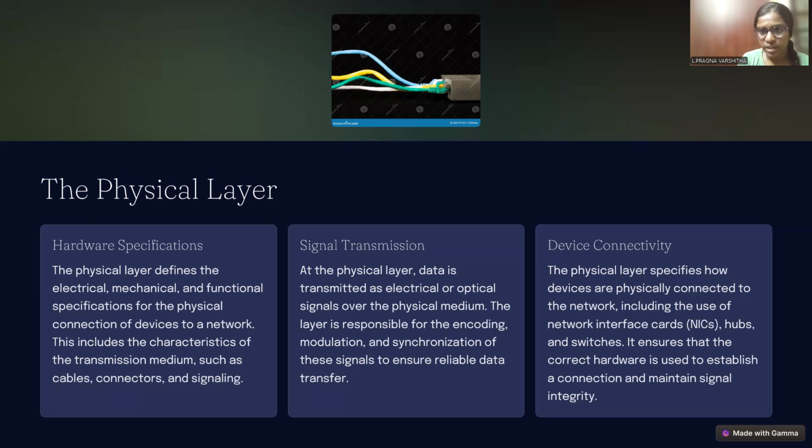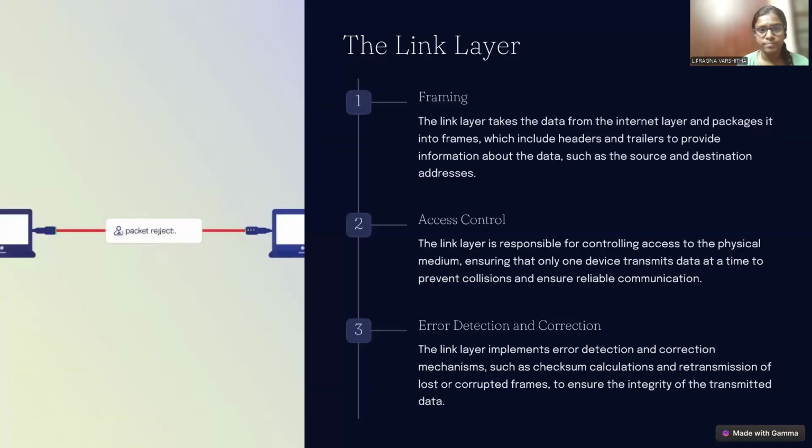Third one is device connectivity. The physical layer specifies how devices are physically connected to the network, including the use of network interface cards, that is NICs, hubs, and switches. It ensures that the correct hardware is used to establish a connection and maintain signal integrity.